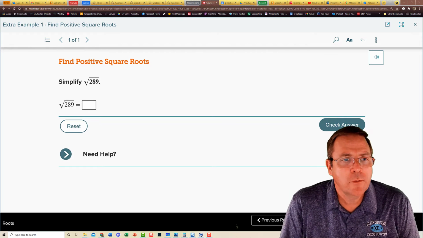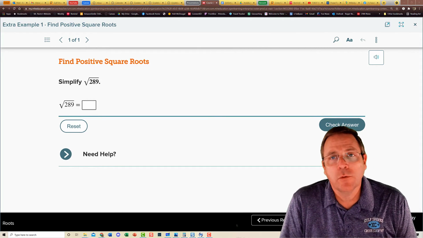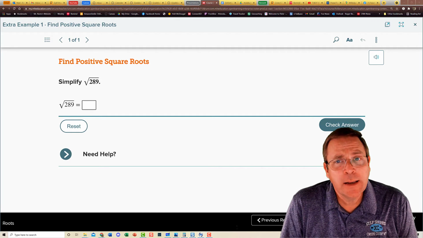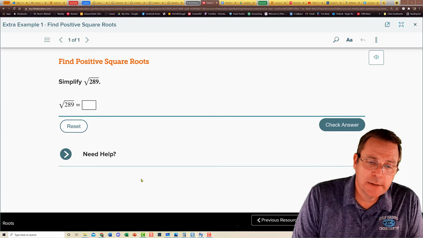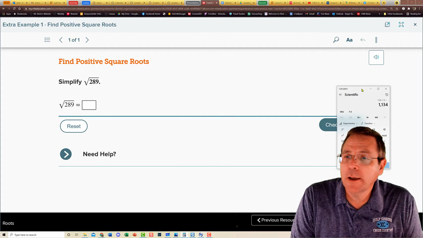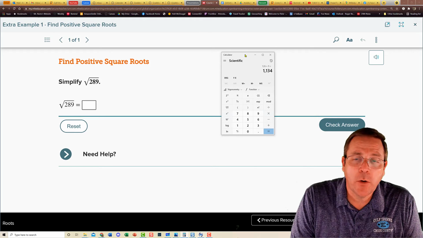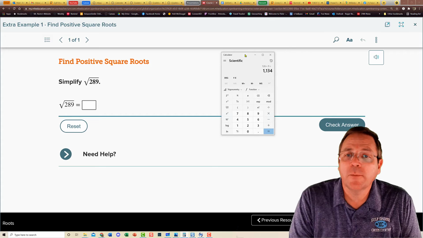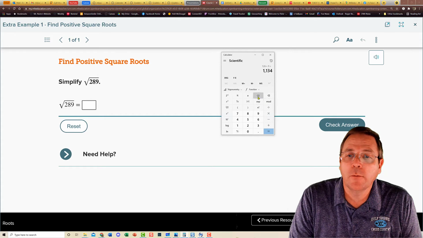We have 289, and it wants to find out what is the square root of 289. And 289 is not a common number, so since it's not one of the more common ones, I'm going to teach you how to do this using a calculator. Now, I'm not always going to allow you to use a calculator on square roots. Most perfect squares, I would expect you to be able to figure out without one.